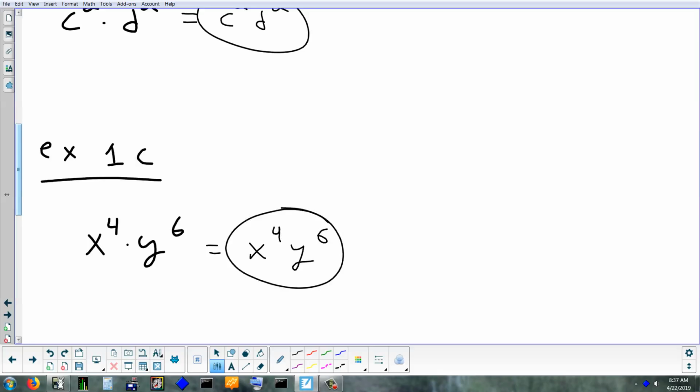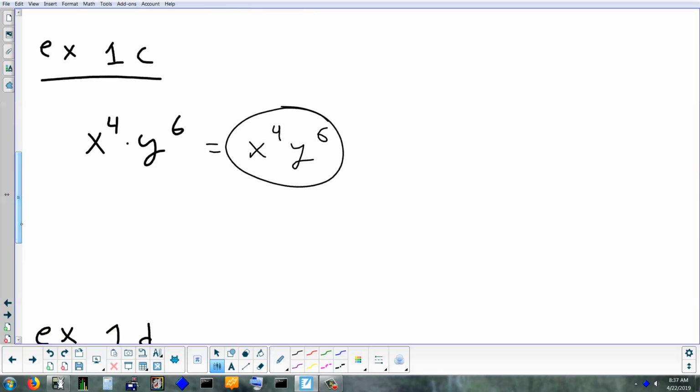Now, if I threw something in front of that, like if I put this in front, now you can simplify a little bit. There is something you could do now, at least with the x's. There's nothing you could do with the y, right? Same thing if it was 2x to the 4th and 3y to the 6th. You could still multiply the 2 and the 3 together to get 6. I think we're going to get to those. That's what I'm saying. Yep.